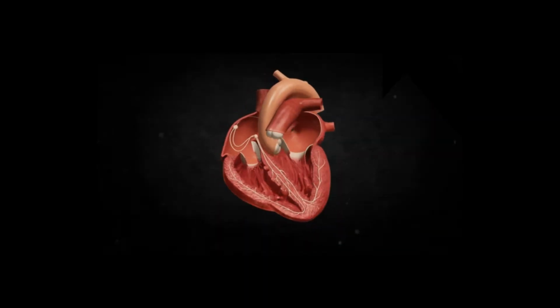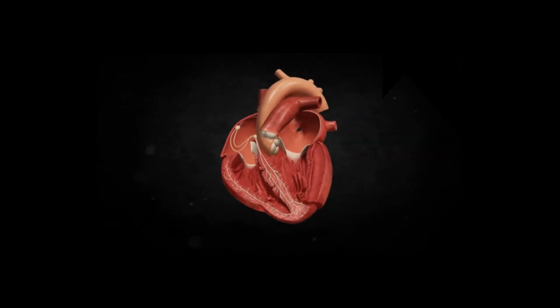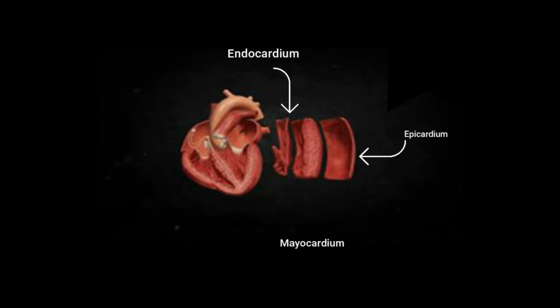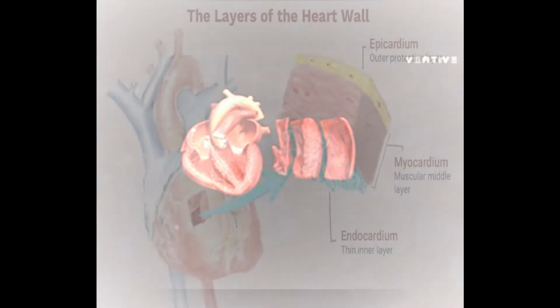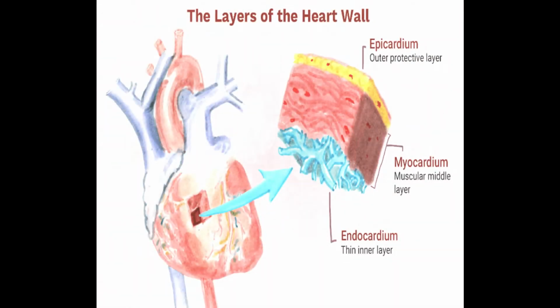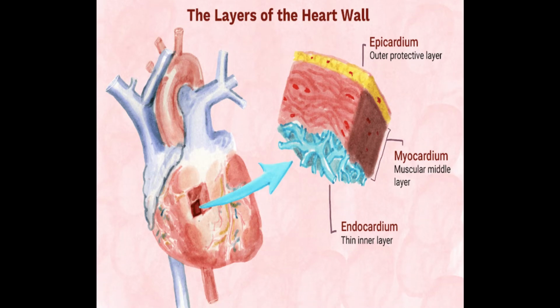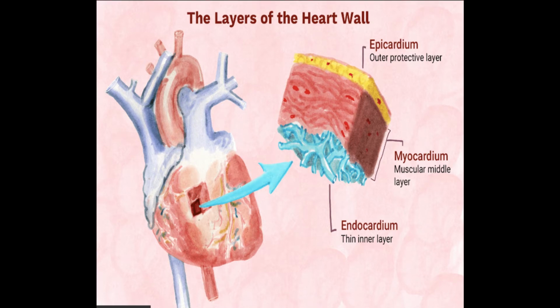The heart wall consists of three main layers: the epicardium, the myocardium, and the endocardium. The endocardium is the thin membrane that lines the interior of the heart. The myocardium is the middle layer of the heart. It is the heart muscle and the thickest layer of the heart. The epicardium is a thin layer on the surface of the heart in which the coronary arteries lie.